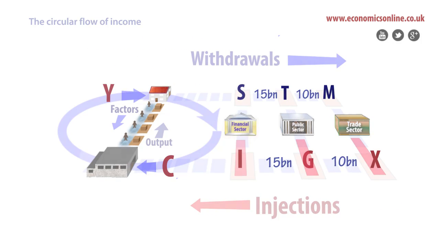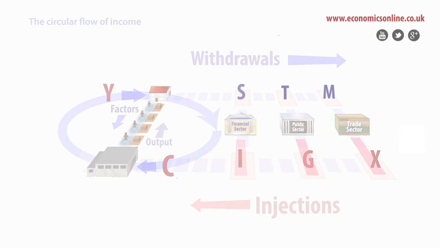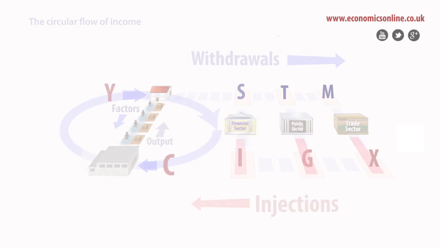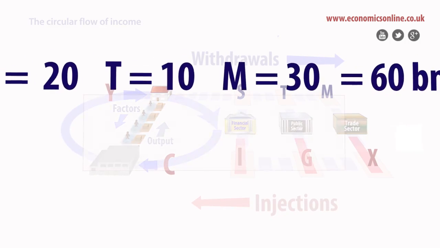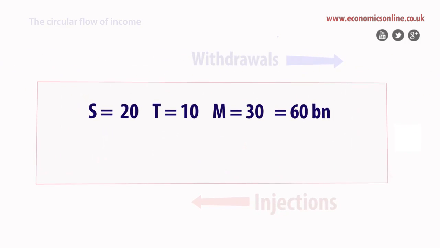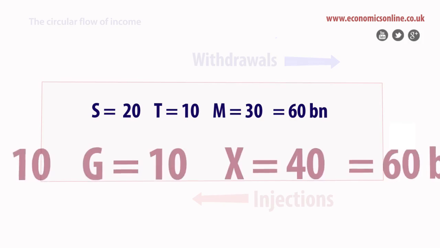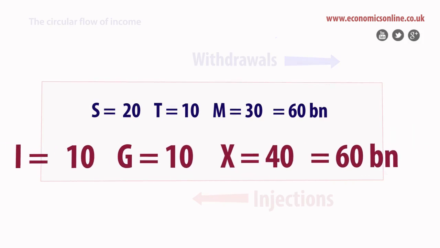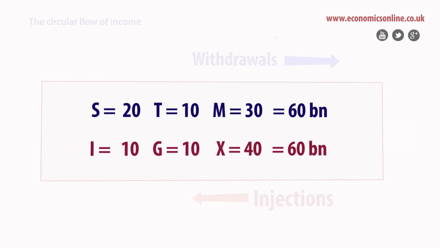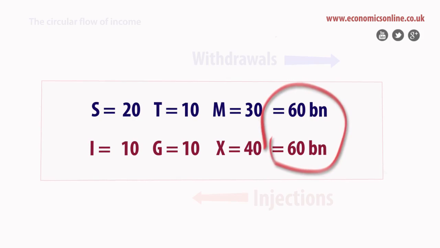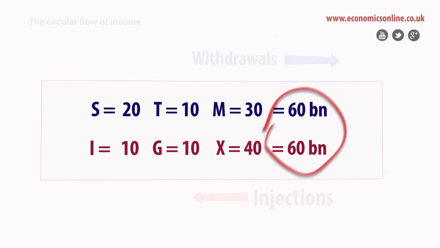For an economy to be in overall equilibrium, it is not necessary that each pair of injections and withdrawals are equal, only that the sum of withdrawals and injections equate. For example, if savings equals 20 billion, taxation is 10 and imports are 30, while investment and government spending equal 10 each, and exports are 40. Injections and withdrawals are both 60 billion, and the economy is in equilibrium.